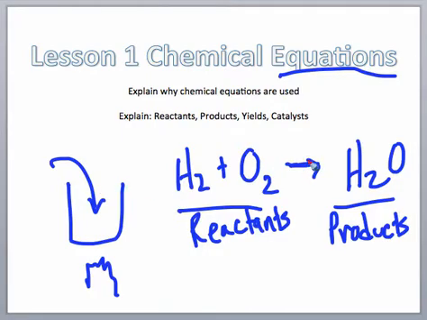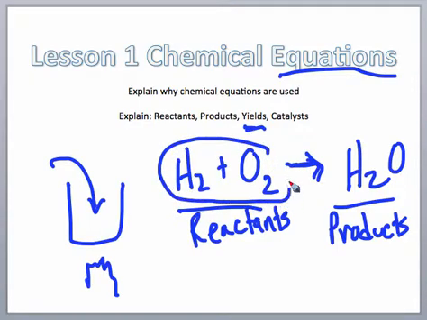The arrow, as you know, sometimes means reacts to form, sometimes we say yields. Basically what you want to know is that arrow is the divider between what the things were in the beginning and what they become in the end.